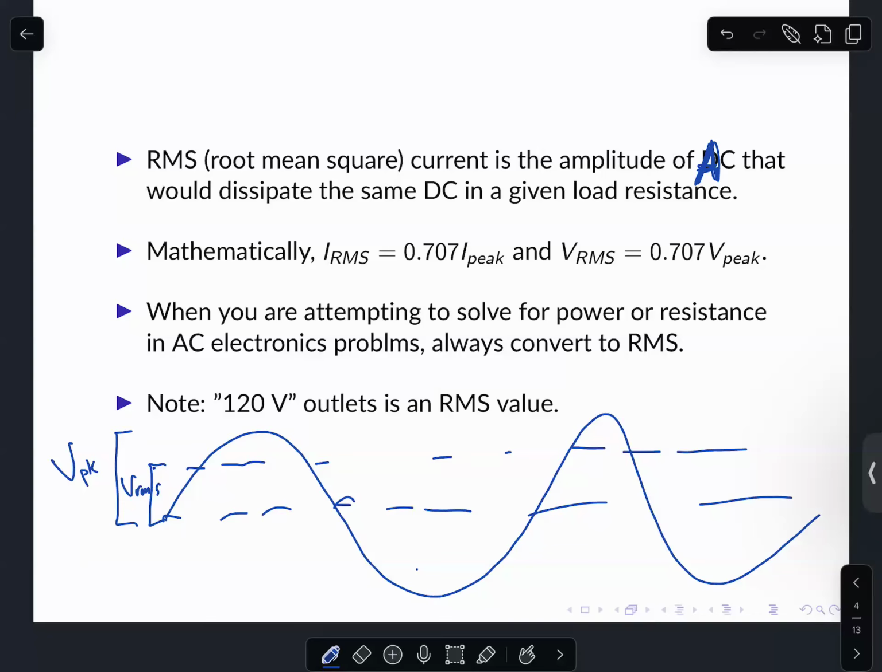Who's got a graphing calculator handy? Now you can do this on the computer too if you must. Go to Wolfram Alpha or whatever. Y equals 2 sine x.